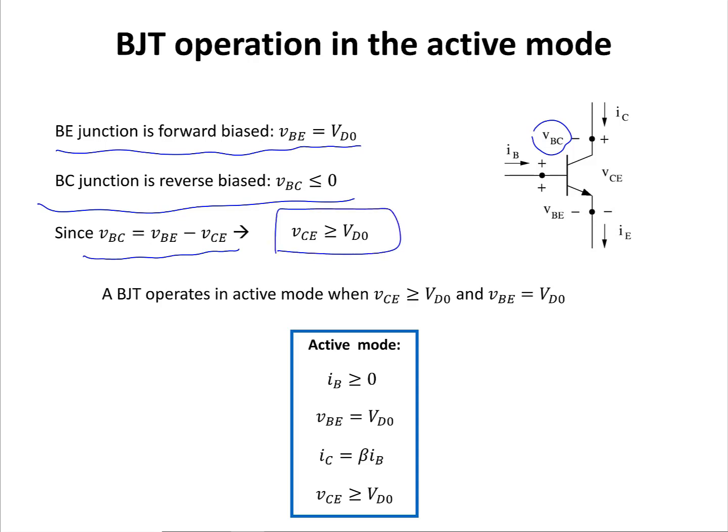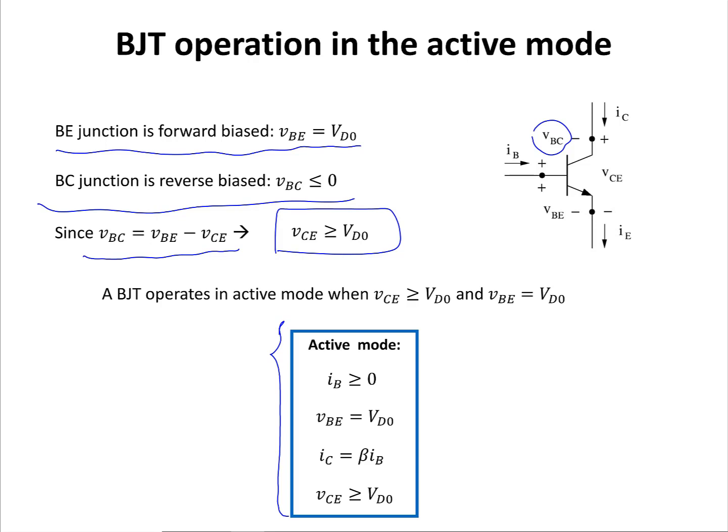So a BJT operates in the active mode when the collector-emitter voltage is greater than or equal to VD naught and the base-emitter voltage is equal to VD naught. Here are the current and voltage equations that are valid for the active mode of operation.